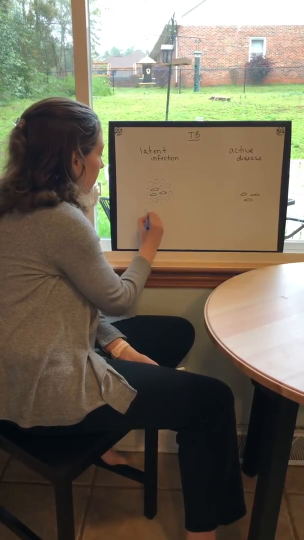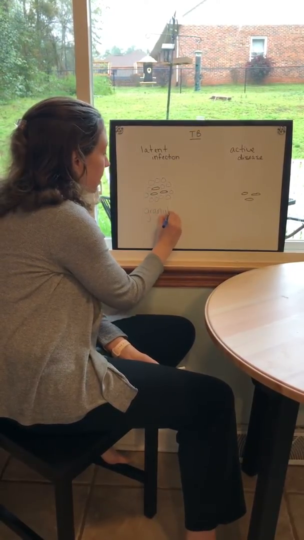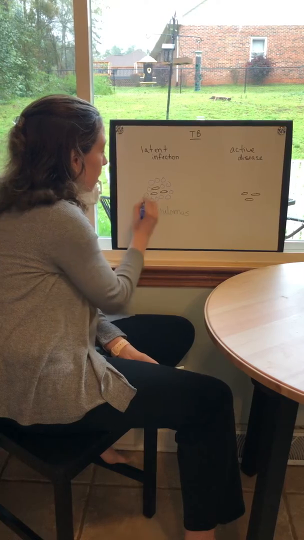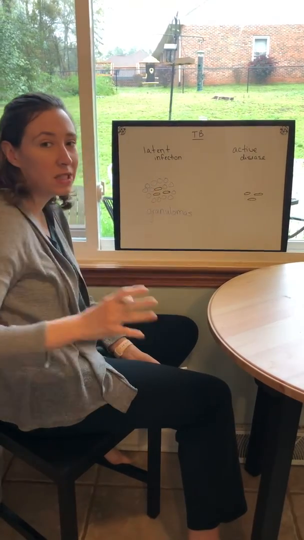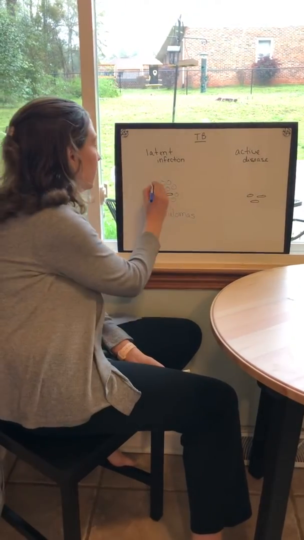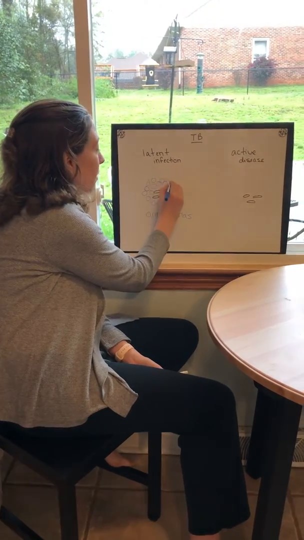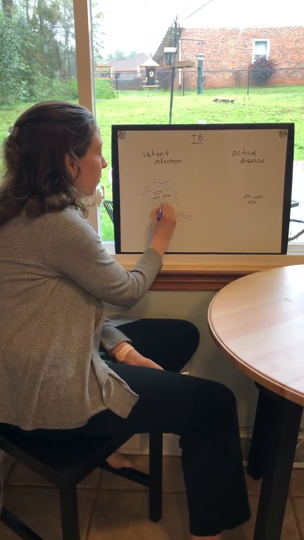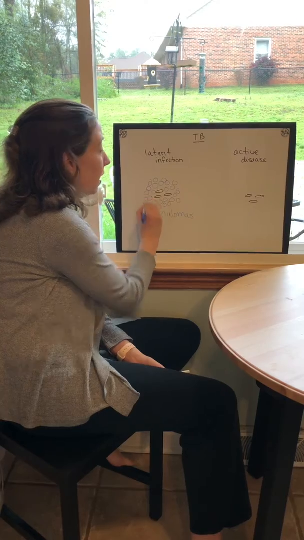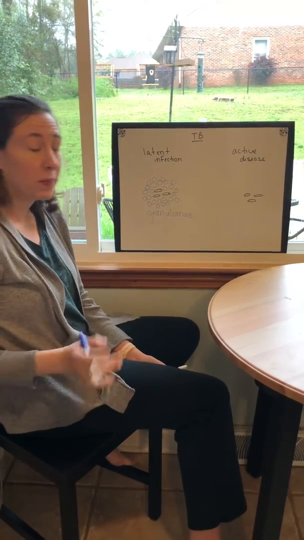things called granulomas, which essentially are just these large groups of immune cells, B cells, T cells, a variety of other immune cells, that encapsulate the bacteria and keep them from getting all the nutrients that they need and keep them from getting out, okay?